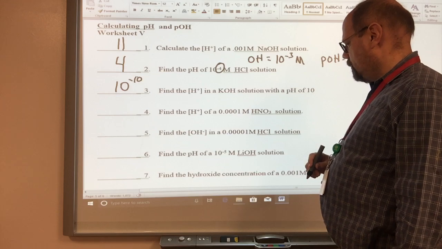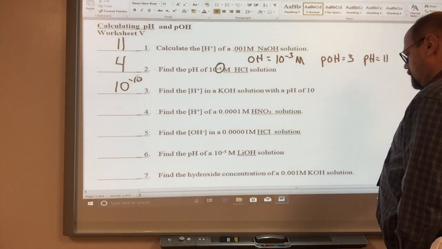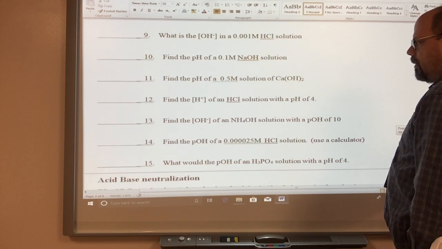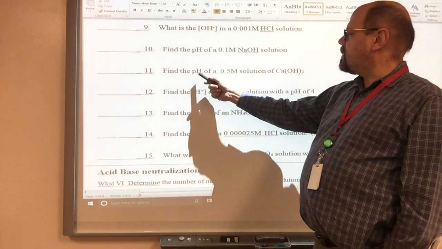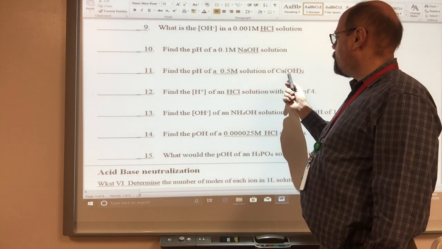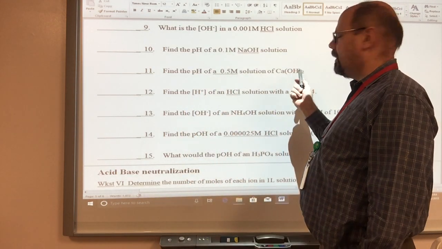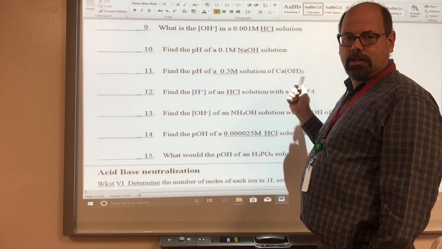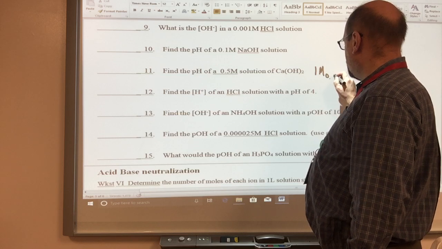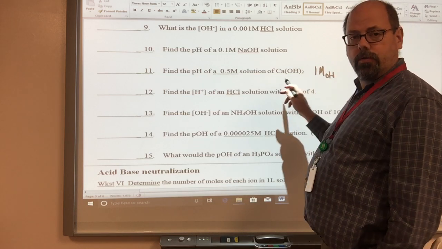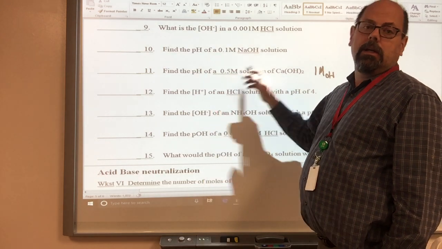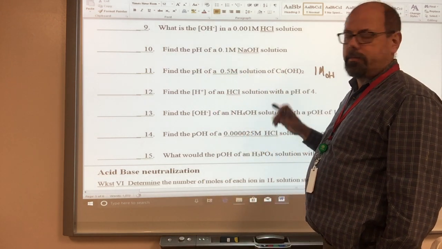I'll do one more. Let's go to the bottom here, because that should give you one that's got like 2 OH's on it. Here we go. Find the pH. This is number 11. Find the pH of a 0.5 molar solution of calcium hydroxide. First of all, if it's 0.5 molar in hydroxide with a 2 in it, that's 1 molar in just the hydroxide part, because when this dissolves, 2 of those go into solution, so it's twice the strength of the calcium hydroxide, because there's 2 for every 1 of the calcium hydroxides that go in.